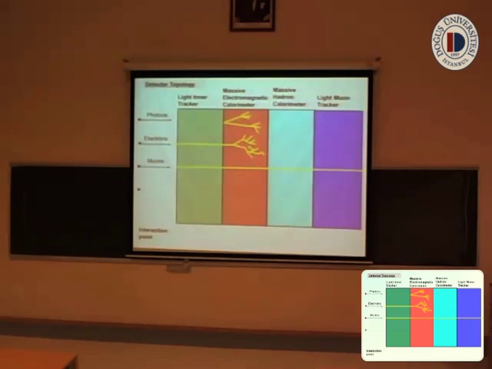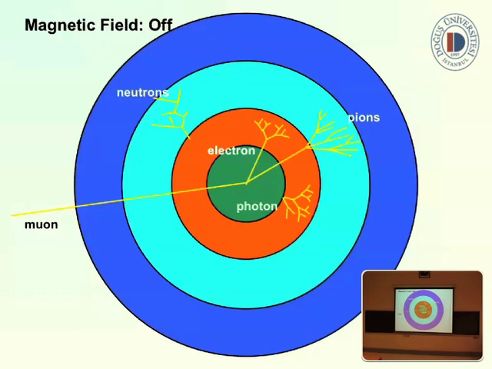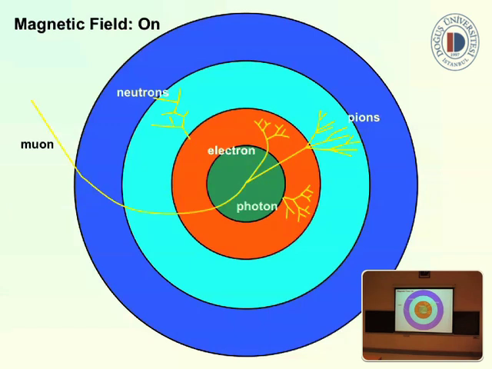Then we go to muons. We have a signal in the tracker and also in the calorimeter, but mostly in the muon spectrometer. And also protons and pions: we have a signal in the tracker and in the calorimeter. And neutrons: we have a signal in the calorimeter, the hadron calorimeter. Okay, and we can actually see it once we turn on the magnetic field. Okay, this is how it looks.